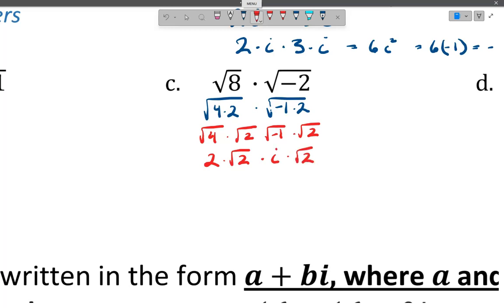Okay, I still have 2 radicals. Can I multiply those together? Yeah, what's the square root of 2 times the square root of 2? So I have 2 times i times the square root of 4. Can I take the square root of 4? Yeah, what do I get? 2 times i, it would be 4i.